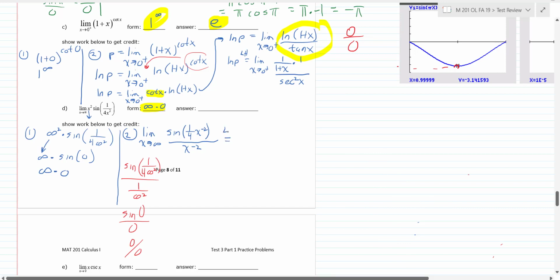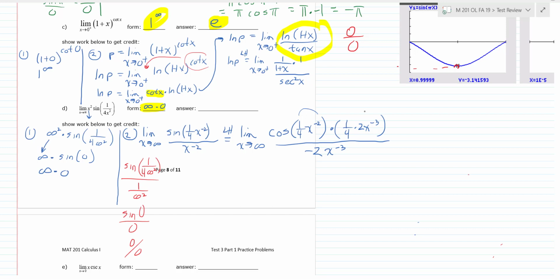All right, so we're going to do L'Hopital's rule. It looks like we're just going to start by doing the derivative of the sine. The derivative of sine is a cosine. Then we've got to do a chain rule, so we have to do the derivative of what's inside. That would be 1/4 times negative 2x to the negative 3. The derivative of the bottom by power rule would be negative 2x to the negative 3. Now what I like about this problem is look at this. That's in the numerator, that's in the denominator. Those things cancel out.